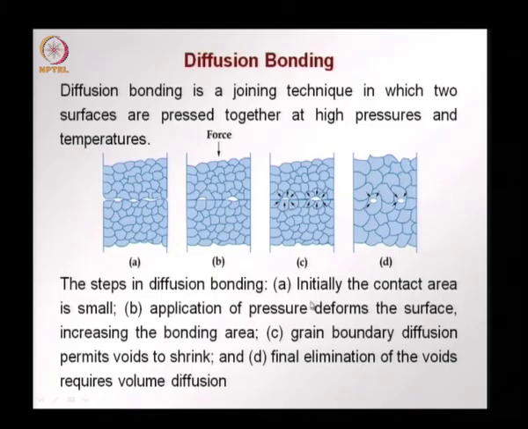So, the different steps are: initially you have a contact area that is small as these two elements are put together. Pressure is applied, this deforms the surface and causes more area to be in contact, which increases the bonding area. Then there is diffusion across the adjacent grains, the adjacent grains start bonding, and you have growth in the grain sizes. The voids tend to shrink because we have diffusion and filling up of these voids. With further diffusion, these voids can also get filled up.